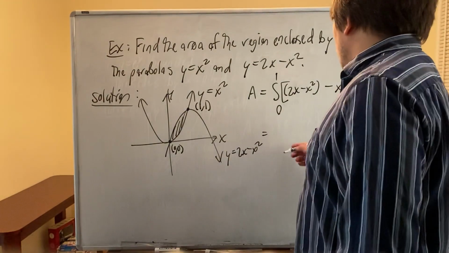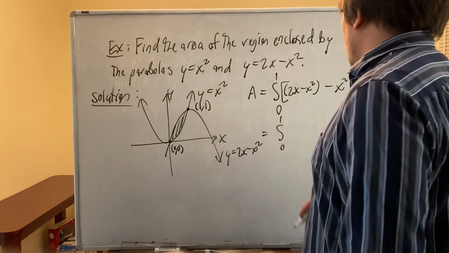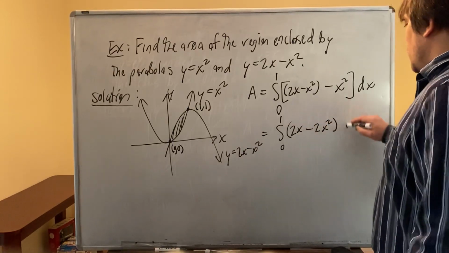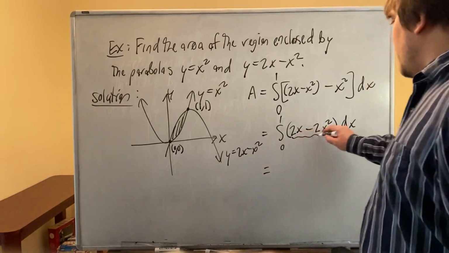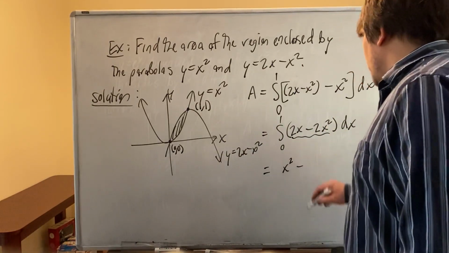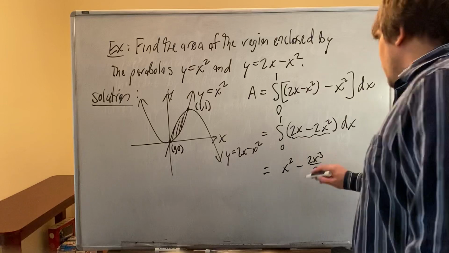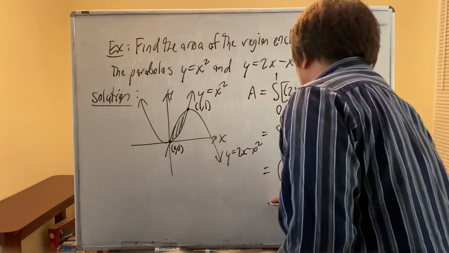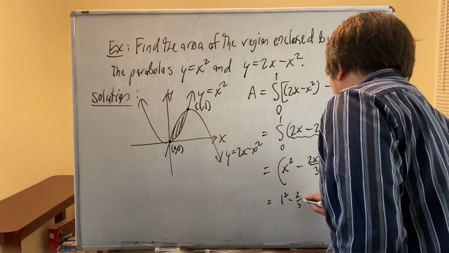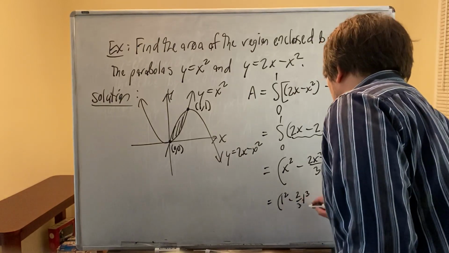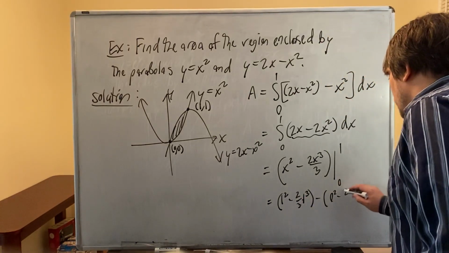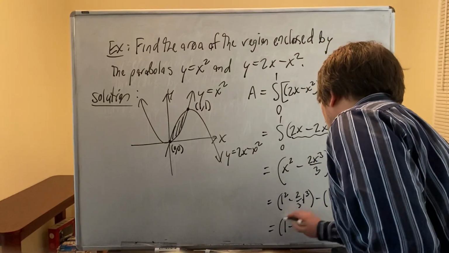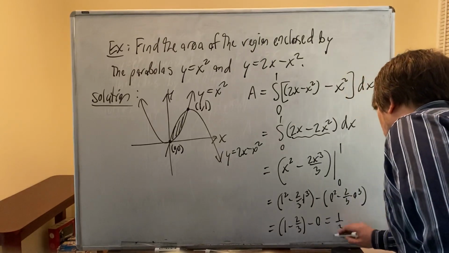And so that's equal to the definite integral from 0 to 1 of 2x minus x squared, so it's minus x squared, dx. Now what's an antiderivative of the integrand function? It's x squared minus 2x cubed over 3. Okay, and you evaluate from 0 to 1. And so that's equal to 1 squared minus 2/3 times 1 cubed, minus 0 squared minus 2/3 times 0 cubed. And so that's equal to 1 minus 2/3 minus 0. That's equal to 1/3. That's the final answer.